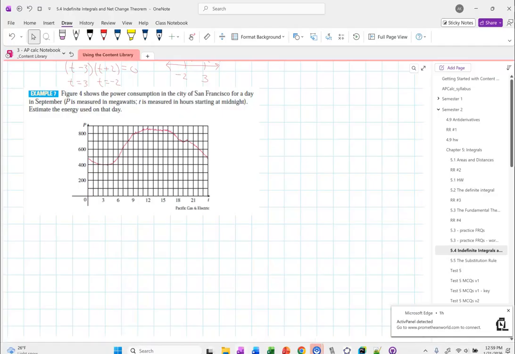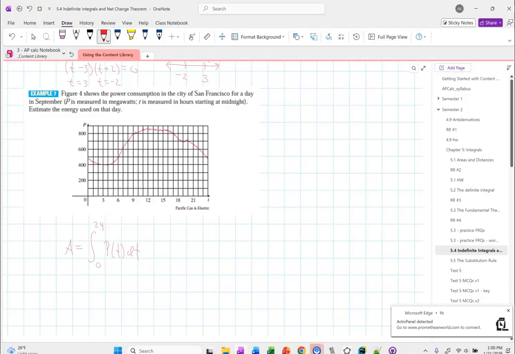So here we have a graph of power consumption where the y-axis is the rate of power consumption and the x-axis, or the t-axis, I guess it's labeled, is time in hours. We want to figure out the total amount of power consumed in a day. So again, we're looking at the integral from 0 to 24 of p of t dt. The y function is labeled as p. Everybody's okay with that idea?